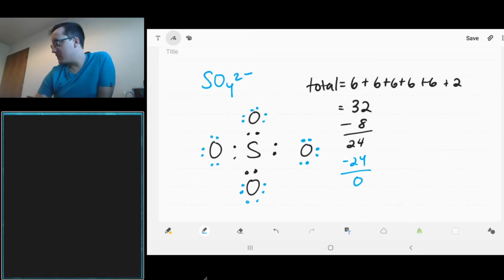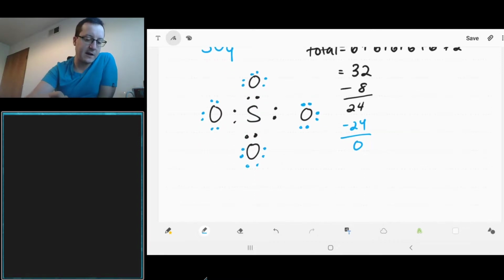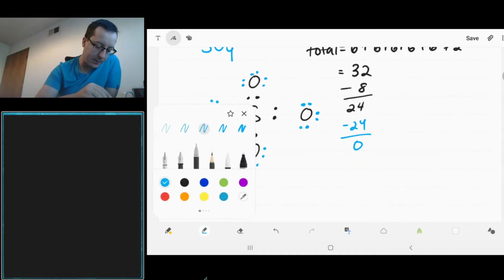Now we want to double check: is everything happy? We look at these, and all the oxygens have eight electrons. They have six electrons that are the blue lone pairs, and they have the shared pair with the sulfur. So all of those do in fact have eight, and our sulfur also has eight. So everybody is happy.